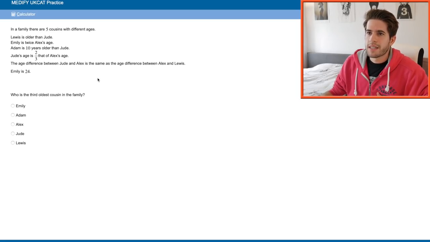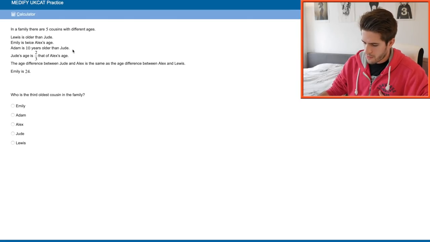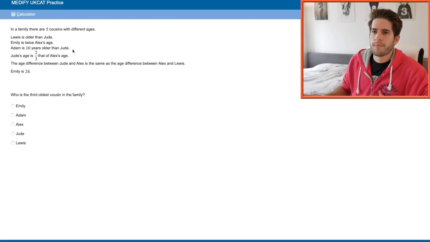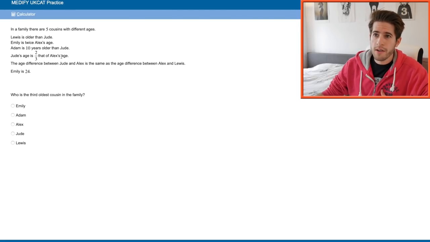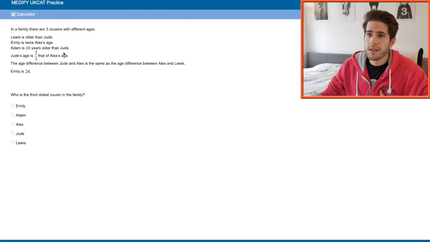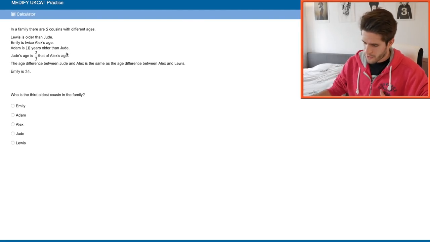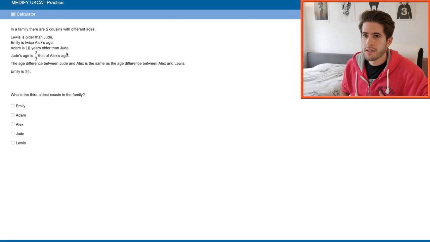Emily is twice Alex's age. Okay, that doesn't help me yet. Adam is 10 years older than Jude. So we know Adam is after Jude. Older. Jude's age is 2/3 that of Alex. And Emily is twice Alex. So Jude's age is 2/3 that of Alex. So Jude is younger than Alex, and Emily is older than Alex. So Jude is 2/3 younger than Alex.